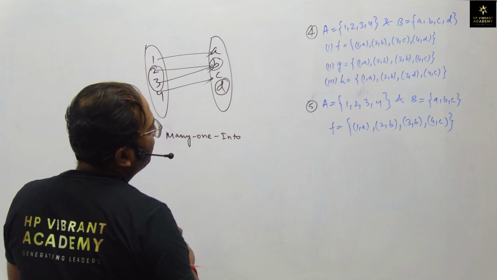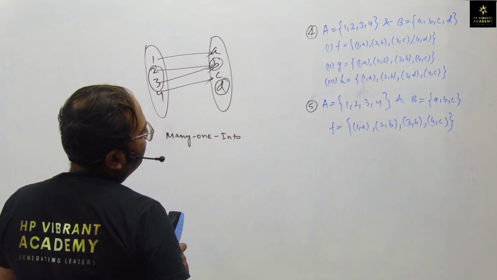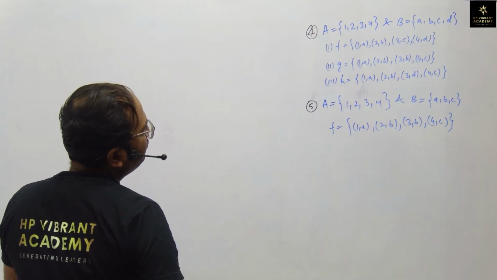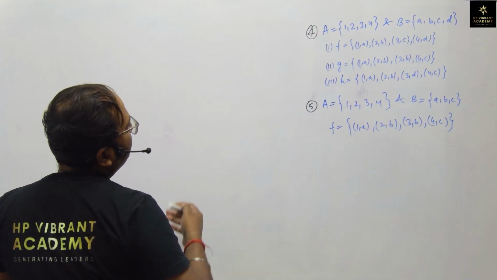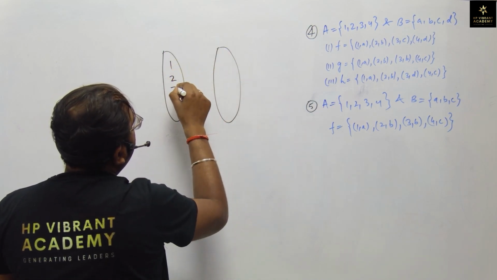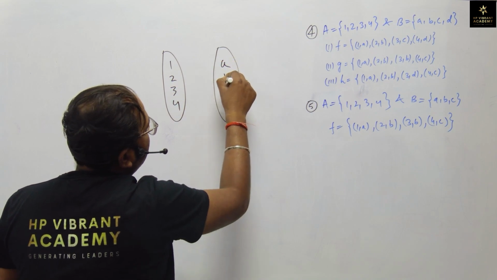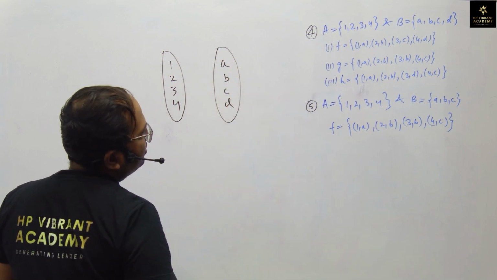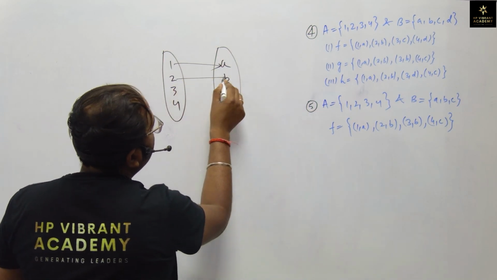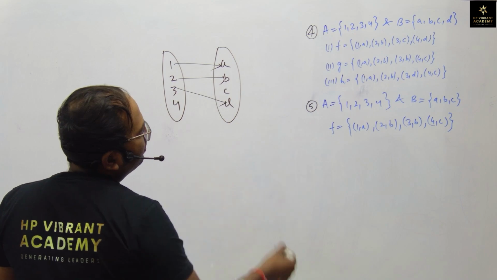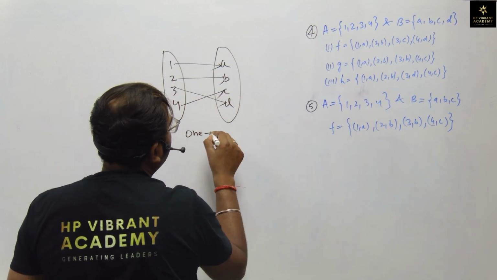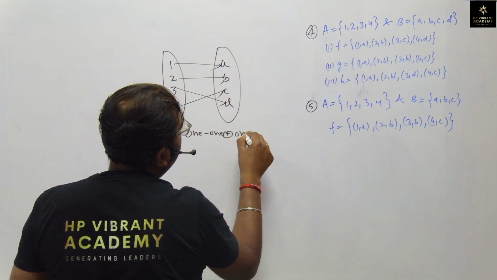Okay. Now let us discuss relation H. This is set A and this is set B. The elements in set A are 1, 2, 3 and 4 and the elements in set B are A, B, C and D. So in relation H we have 1 goes to A, 2 goes to B, 3 goes to D and 4 goes to C. This is one one plus onto. Okay.